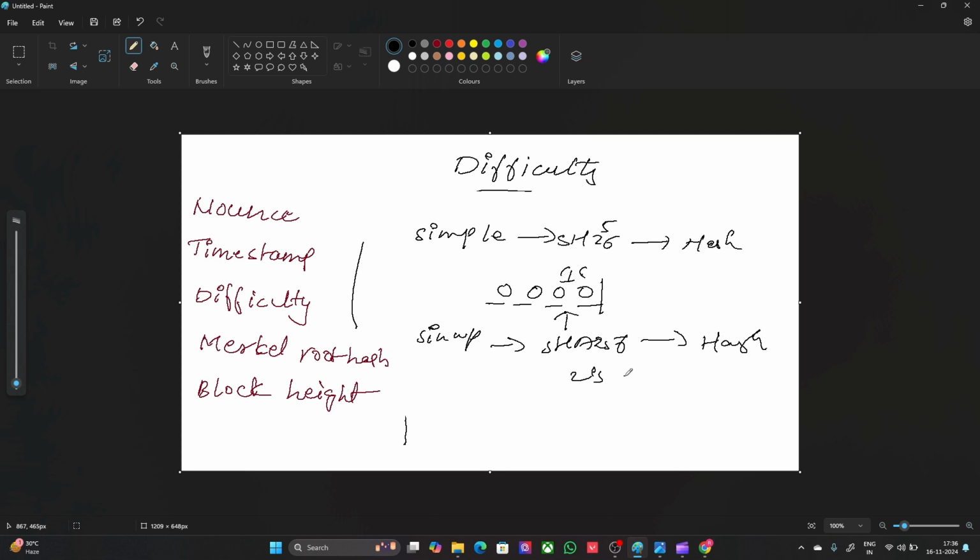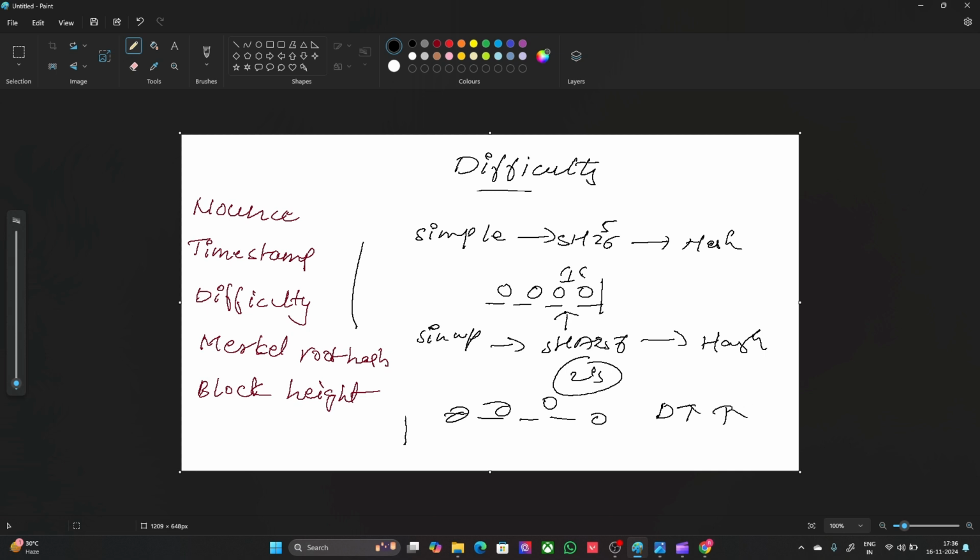This is just an estimation to explain how the complexity increases. This is not the exact time. So it will take around 2 to 3 seconds to generate this hash. So we can state that as the number of leading zeros increases, the difficulty of the chain also increases.